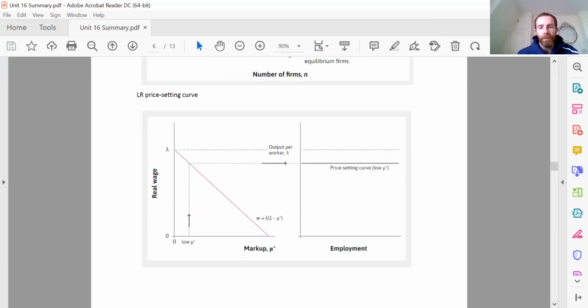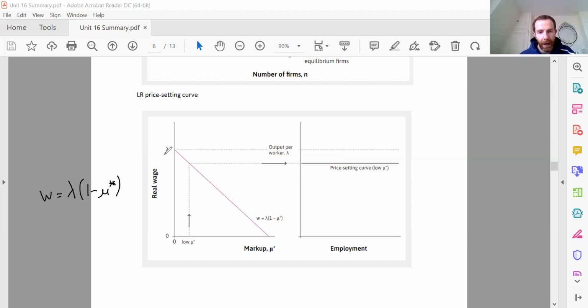Okay, we have seen this equation lots and lots of times before, and I'll write it out. So the real wage is equal to lambda, the productivity of labor, times 1 minus mu. We've seen mu before, now we're going to write mu star, that equilibrium markup. And what this diagram is showing us is essentially the split of the value of output between firms and workers.